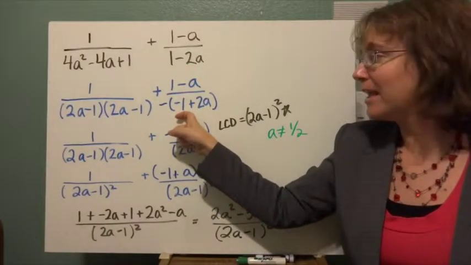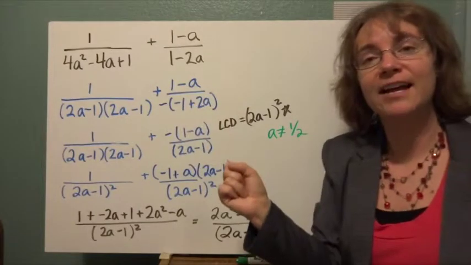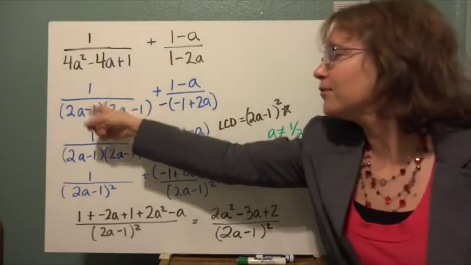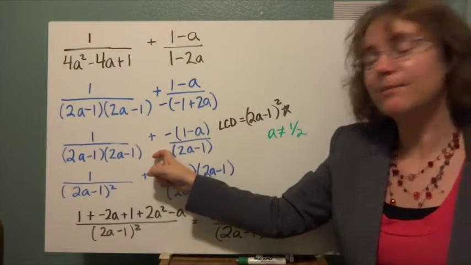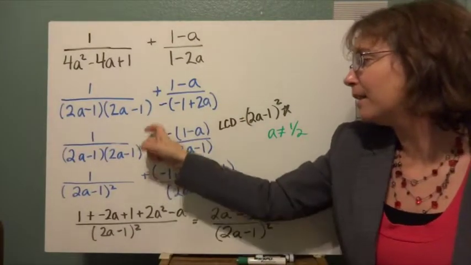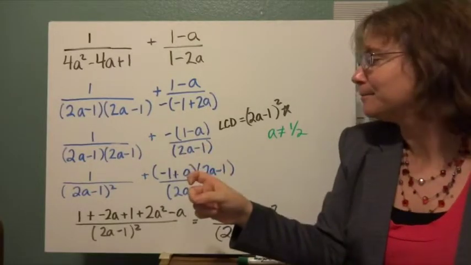Now this one right here, I can rewrite. I can put the 2a first and rewrite that as 2a minus 1, which I'm going to do down here. So this fraction stays the same. And then this, I just moved the negative from the denominator to the numerator. So I just multiplied by a negative 1 over negative 1, which makes a positive here and a negative here.